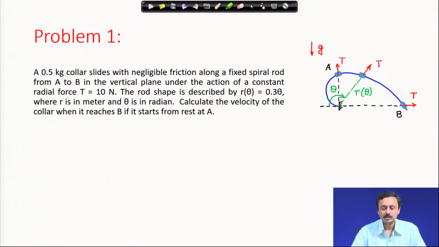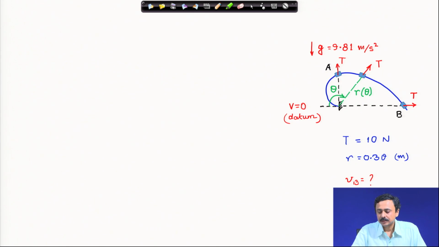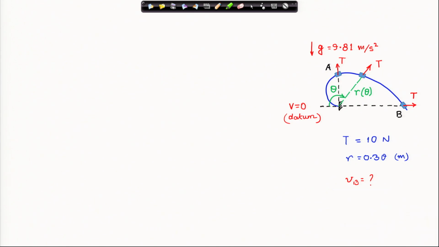B is on the horizontal plane. The collar starts from rest at A on this spiral path and moves frictionlessly, with negligible friction, which means there is no friction in the vertical plane. Therefore, it is under the action of this applied force T of 10 Newton and gravity, with gravitational acceleration 9.81 meter per second square.